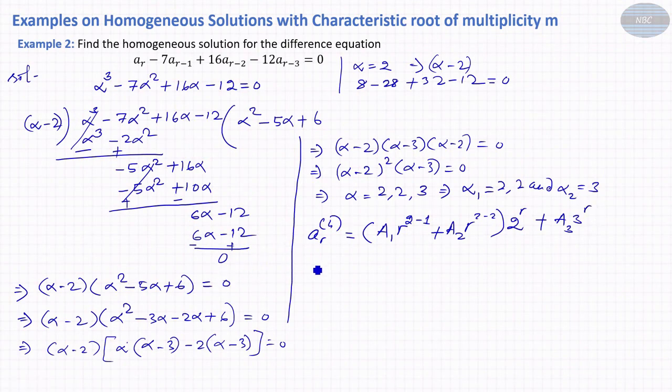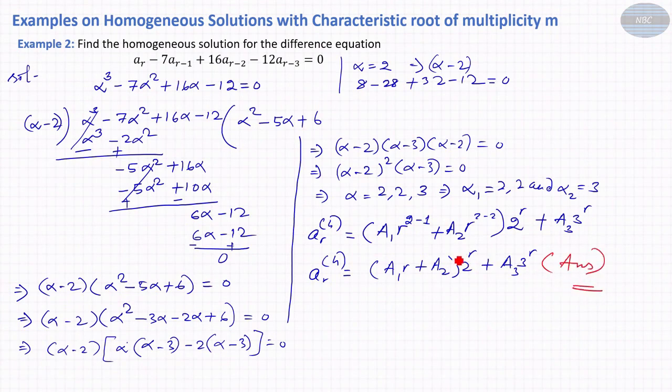Okay, so the homogeneous solution can be written as A1 r, this one is r, plus A2 r to the power 0 is 1, times 2 to the power r, plus A3 times 3 to the power r, where A1, A2, A3 are the constants that will be determined by the boundary conditions. So this is the answer, we got it. Okay, so this much for today. Thank you.